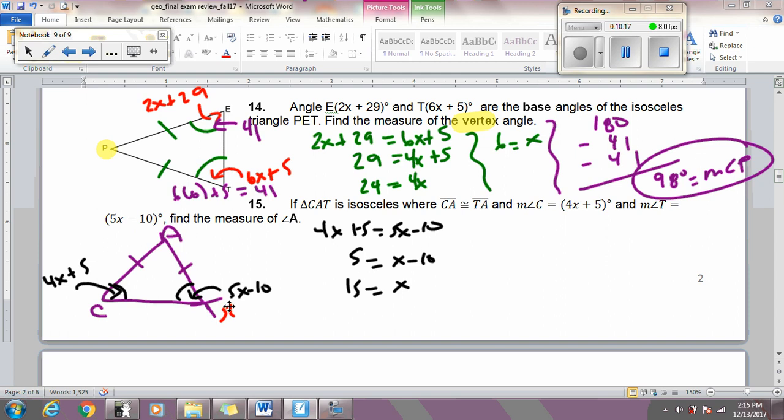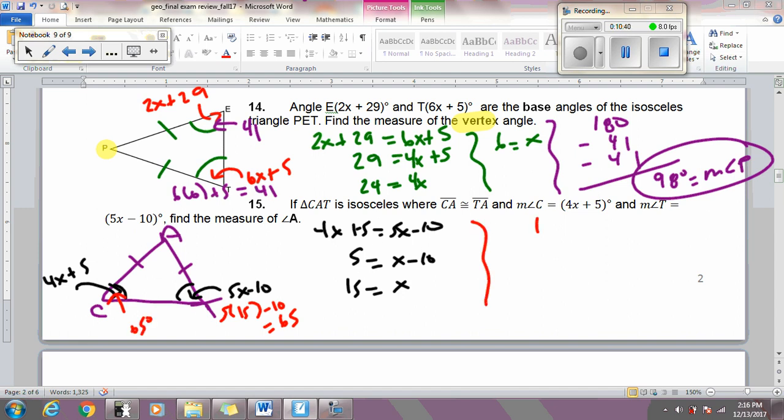So 5 times 15 is 40, no, that's too small. 5 times 15 is 75. 75 minus 10 is 65. So each base angle is 65 degrees.